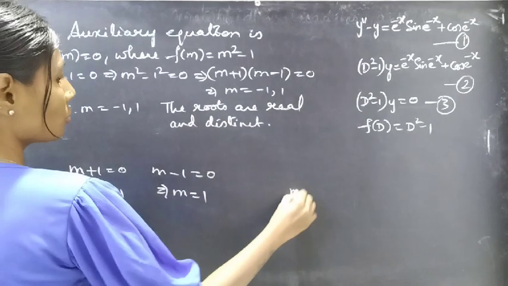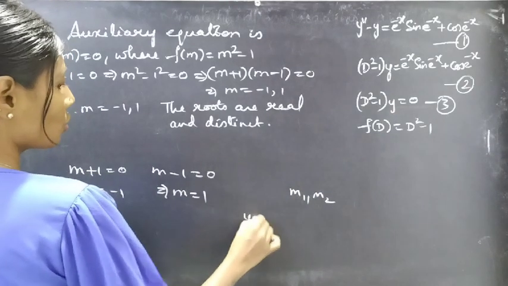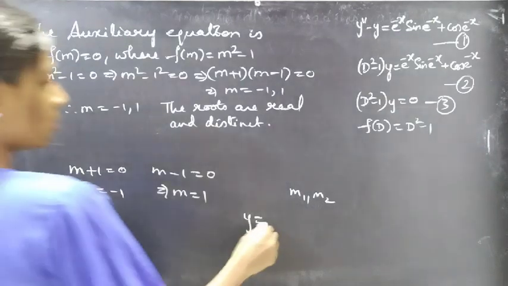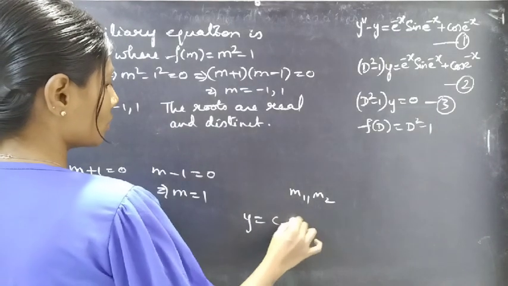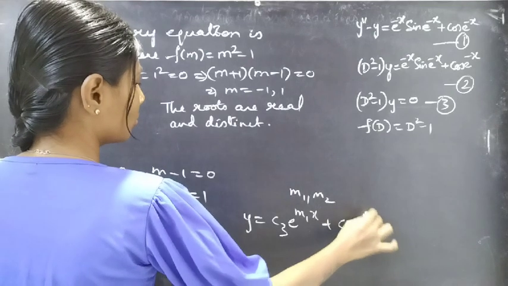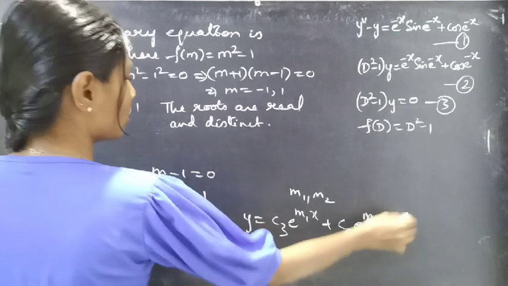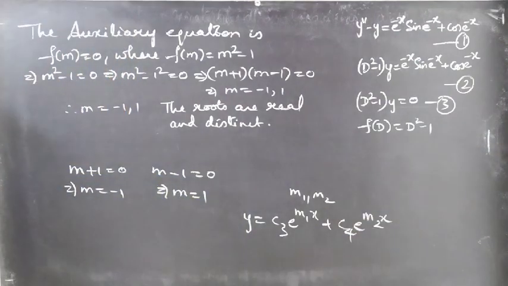We know that when two roots, say m1 and m2, are real and distinct, then the solution to homogeneous equation looks like y equal to c3 e power one root into x plus another constant into e power another root into x. So here we are taking c3, c4 instead of c1 and c2 because we want c1 and c2 to appear in the last general solution.